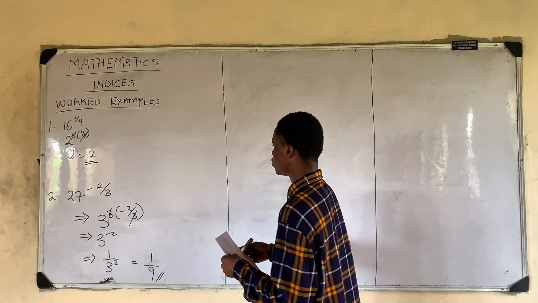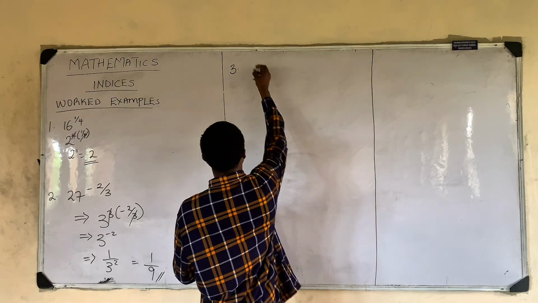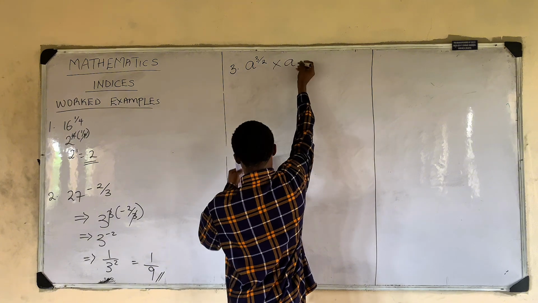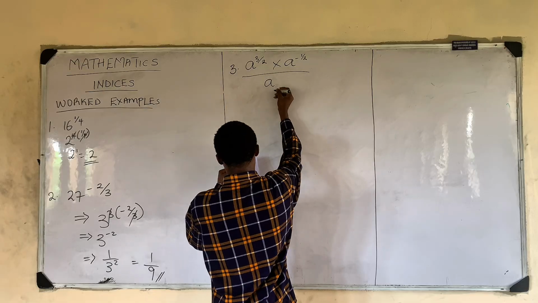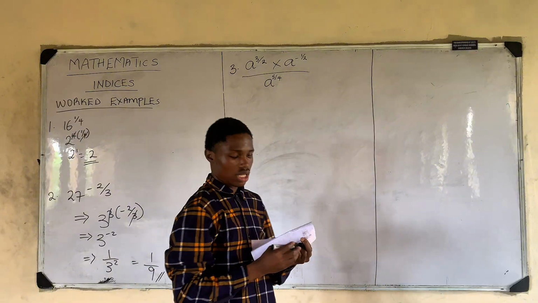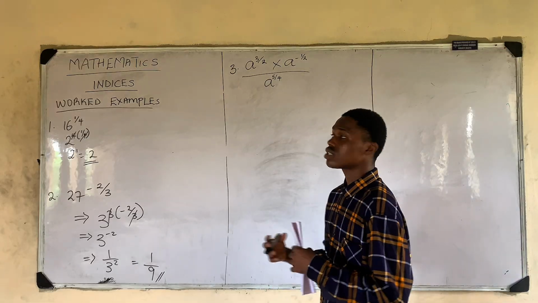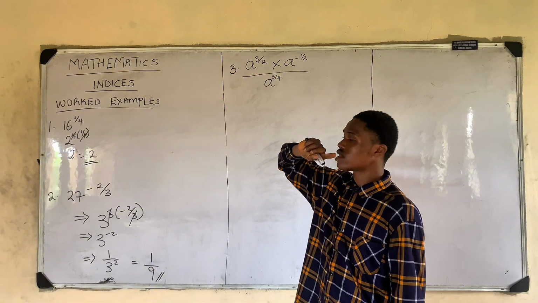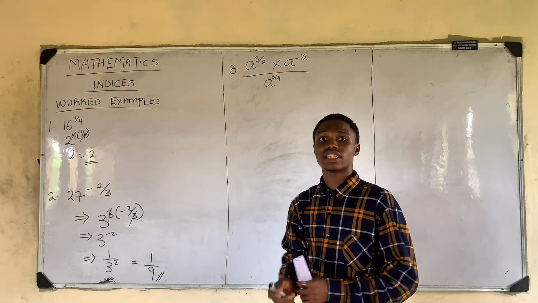Now let's look at this. Question number 3. We have a to the power of 3 over 2 times a to the power of minus 1 over 2, all over a to the power of 5 over 4. In this particular example, different laws are combined and we are going to solve them. We have multiplication, we also have division. Let's not forget that we have the fractional law and also the negative part.